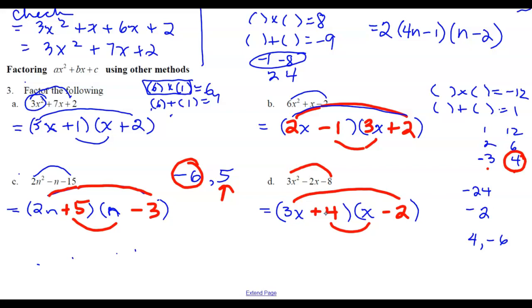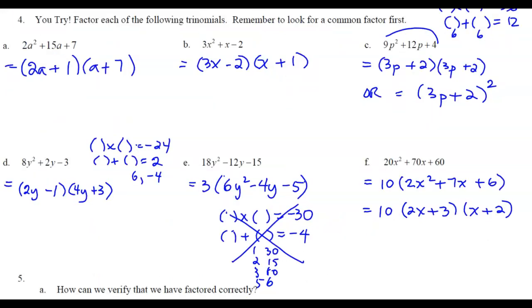You try question 4. I'll give you a few minutes to work on those. Okay, so these are the answers. You don't have to show any work unless there's a common factor first. Take a look at C, and you'll notice that each of those brackets is exactly the same. So you could show it as 3p plus 2 squared. You don't have to, but you can, because both of the brackets are exactly the same, and they're multiplied together. That's what an exponent power is, repeated multiplication.